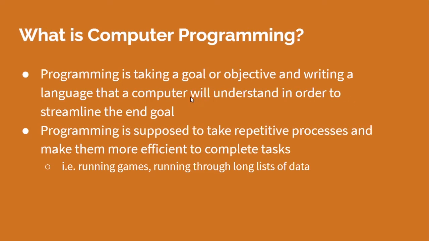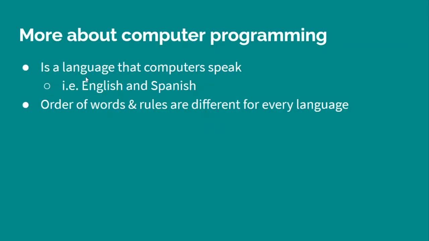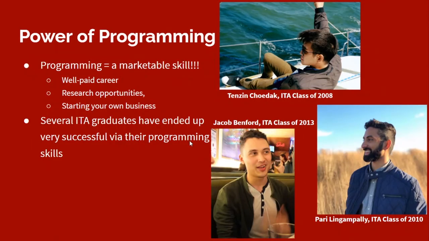So this is what we all just talked about. Programming is taking a goal or objective and writing it in a language that a computer will understand. It's supposed to take repetitive processes and make them more efficient. It's just like any language that we speak, only computers can speak it. The order of words and the rules are different for every language that we have.